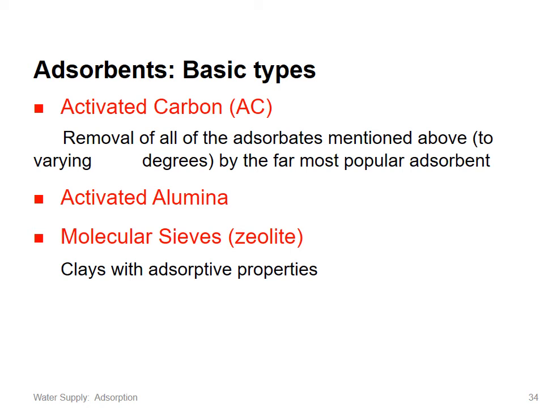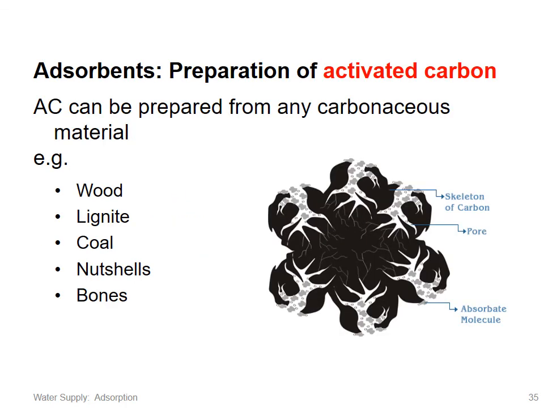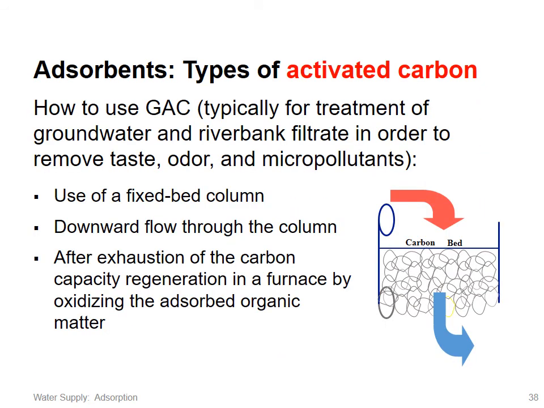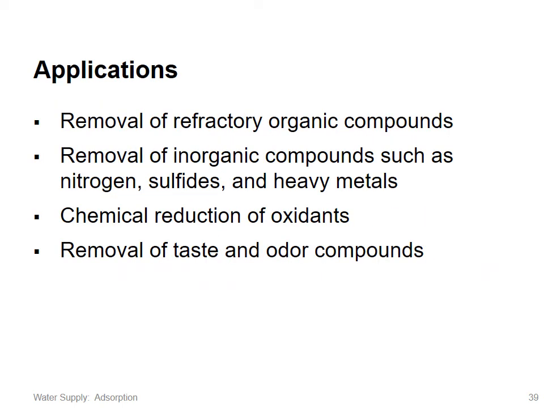then activated alumina, molecular sieves, that is zeolite. What is zeolite? Zeolite is hydrated aluminosilicate minerals. Okay. Or otherwise it is called green sand. Organic compounds, removal of inorganic compounds such as nitrogen, sulfides and heavy metals. Chemical reduction of oxidants, removal of taste and odor compounds.